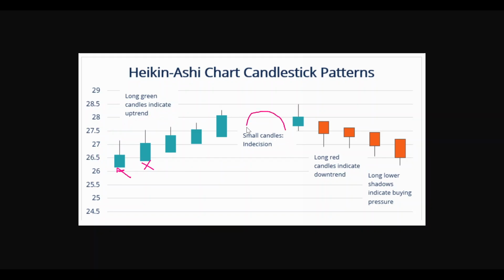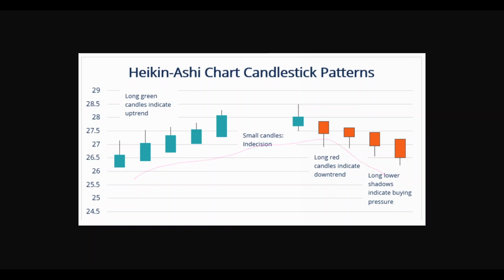And whenever there is a small indecision, it will be like this, and there'll be indecision candles. And whenever there's no wick on the top, when you see long range candles, a downtrend has started, and there's no shadow, and long lower shadows indicate buying pressure altogether. So there's no buying happening. So this is the simple Heikin Ashi candlesticks which you should understand.